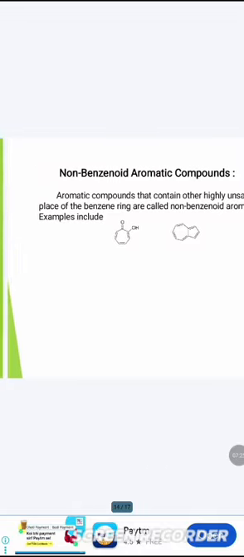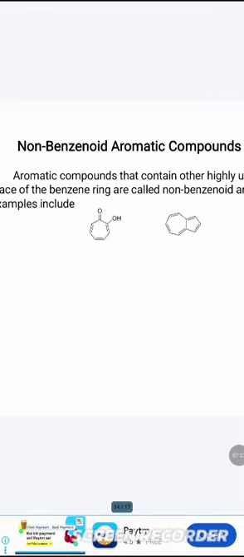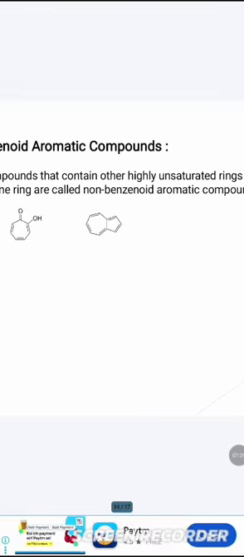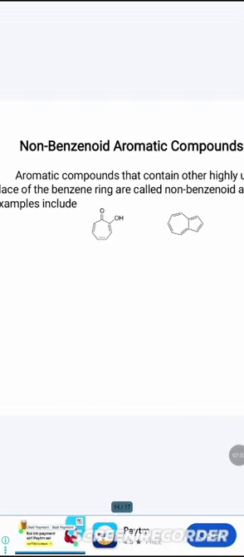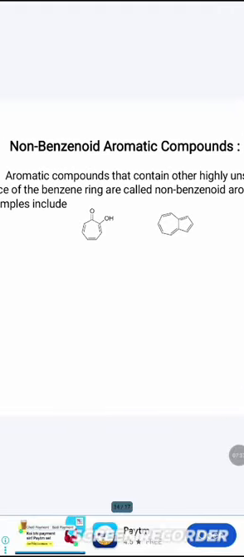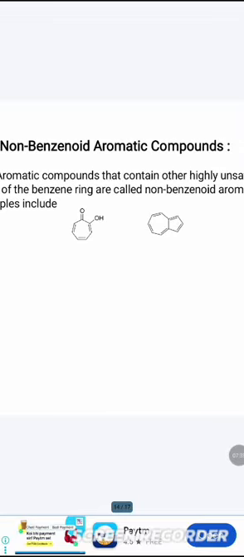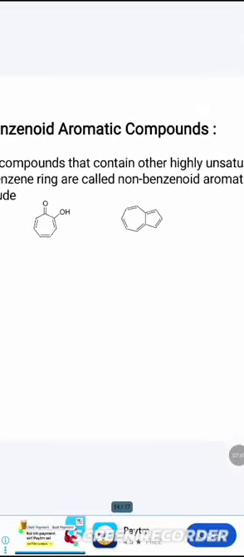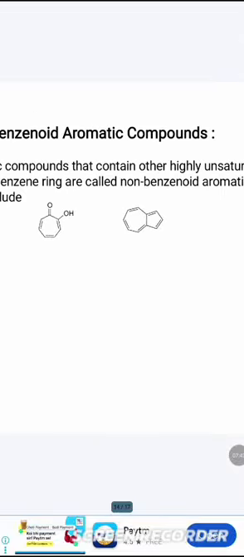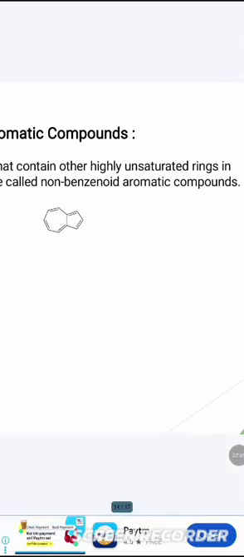Next, non-benzenoid aromatic compounds. These are aromatic compounds that contain other highly unsaturated rings in place of the benzene ring, and are called non-benzenoid aromatic compounds. They are unsaturated compounds, which means a double bond or triple bond is present.